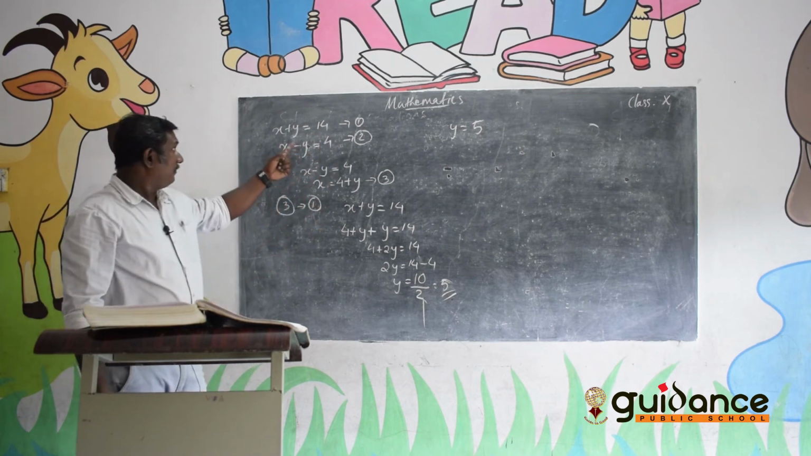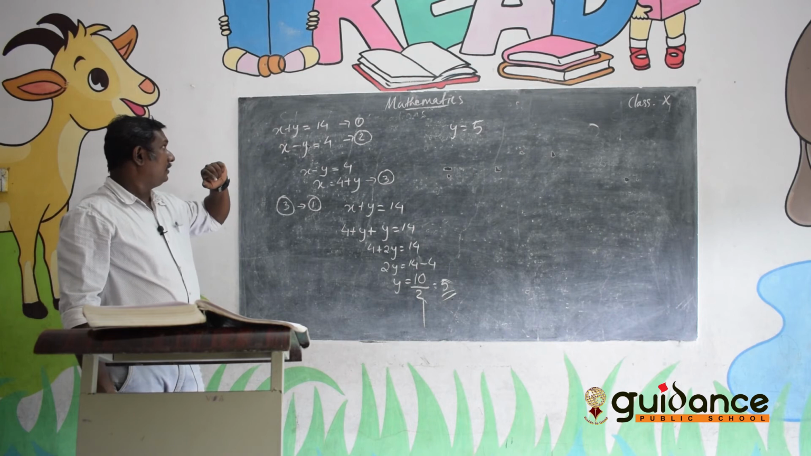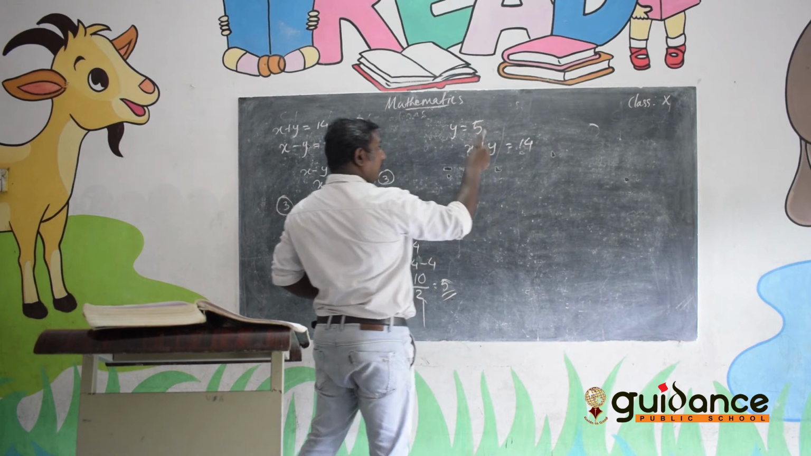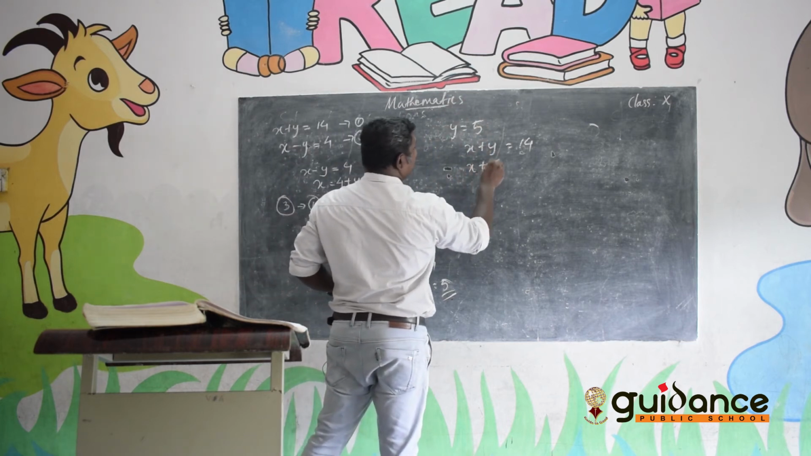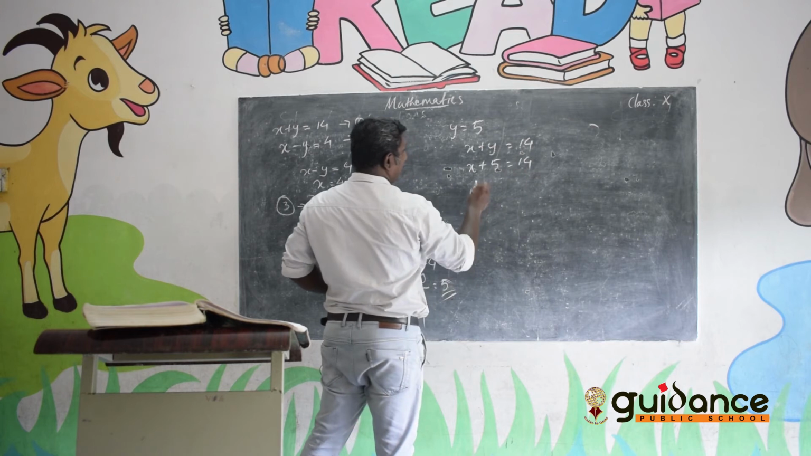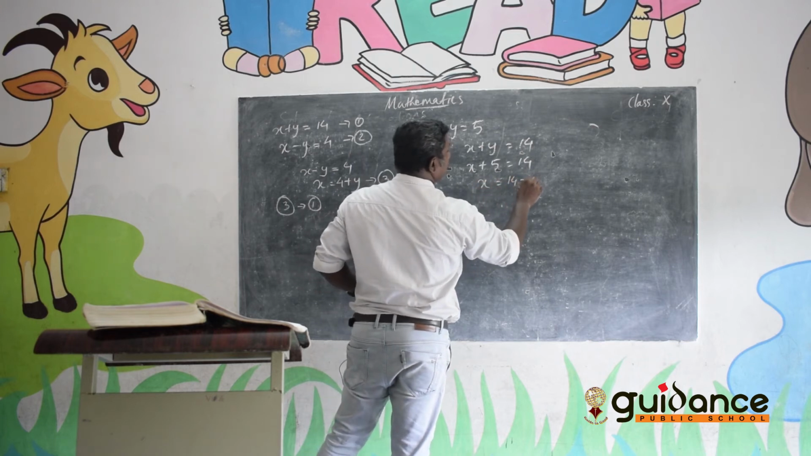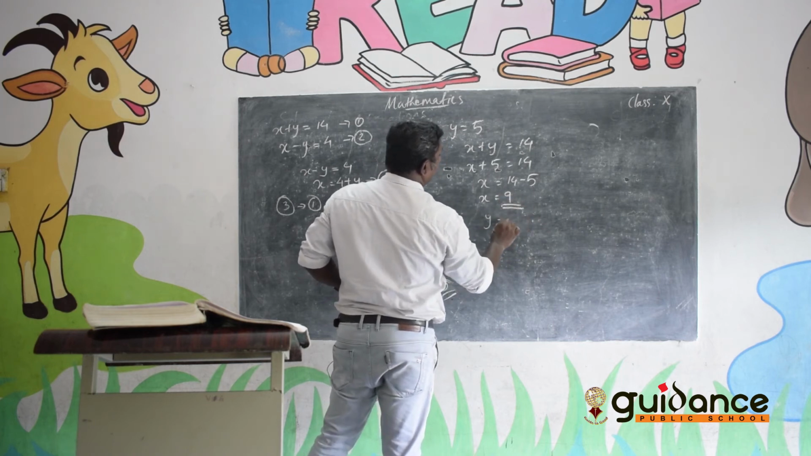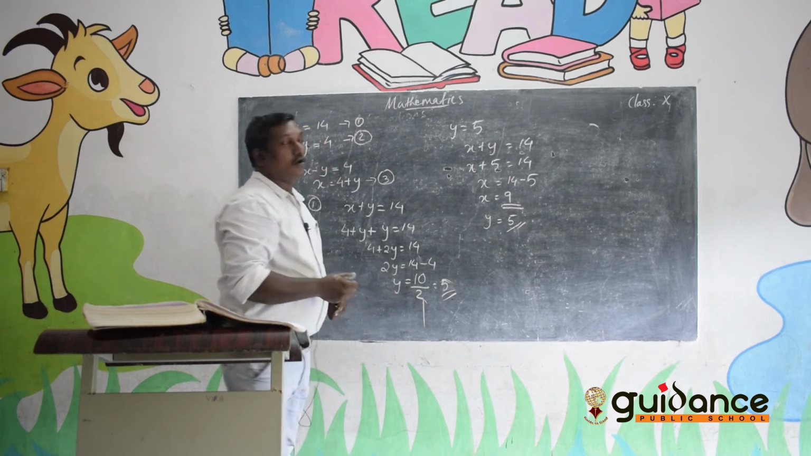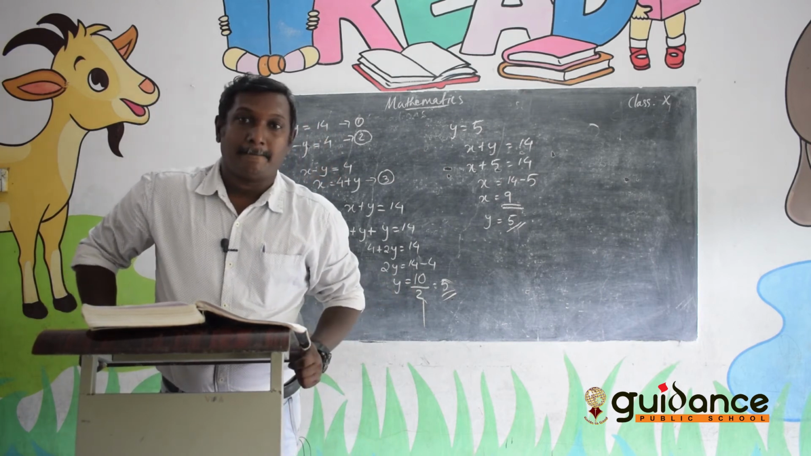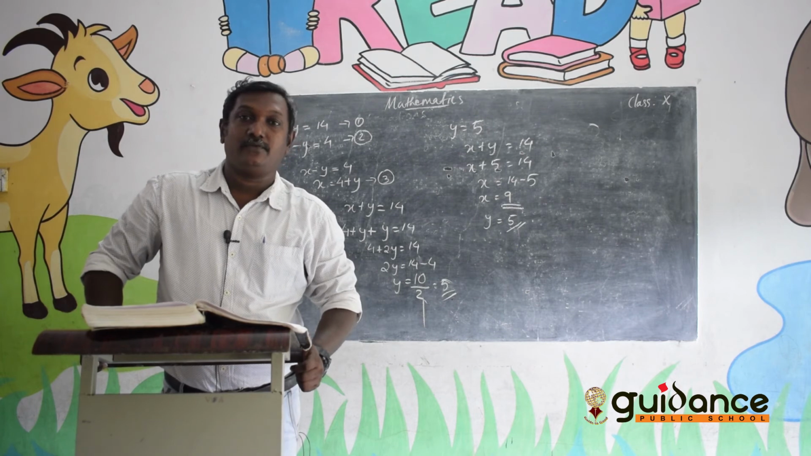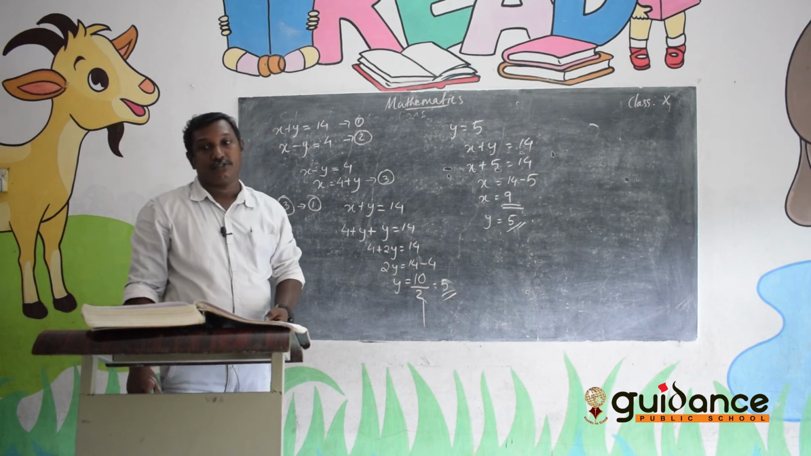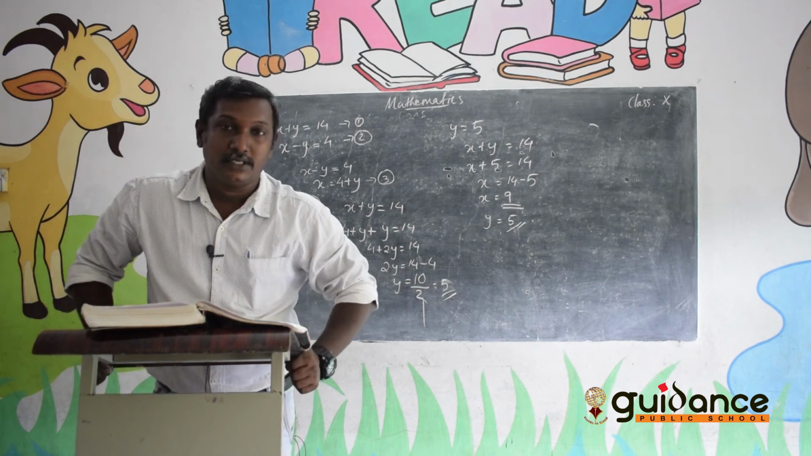Then we substitute that value in equation number 1, that is x plus y equal to 14. The value of y is 5, so x plus 5 equal to 14, x equal to 14 minus 5, x equal to 9. We got x equal to 9, y equal to 5. This is the way of finding the values of x and y from a pair of linear equations. The method is called the substitution method.